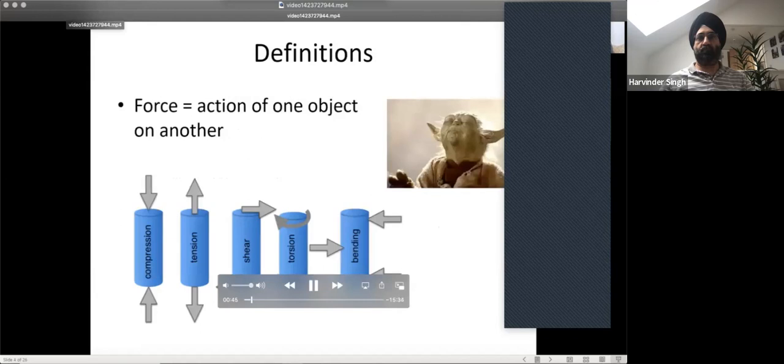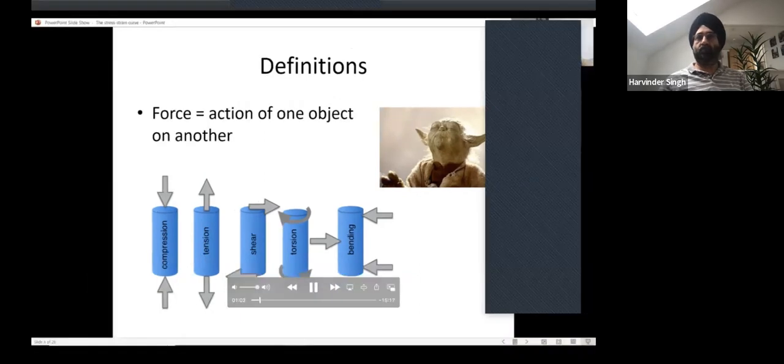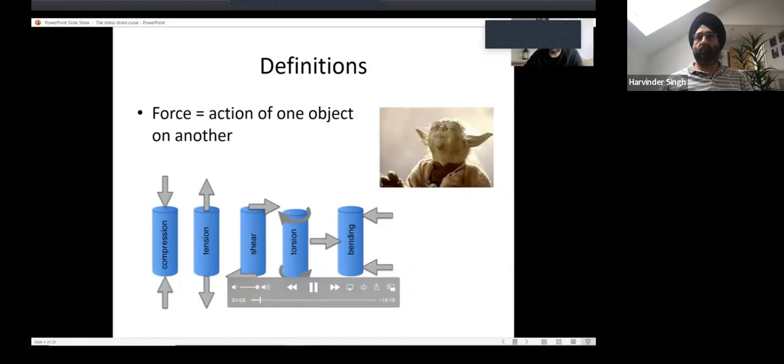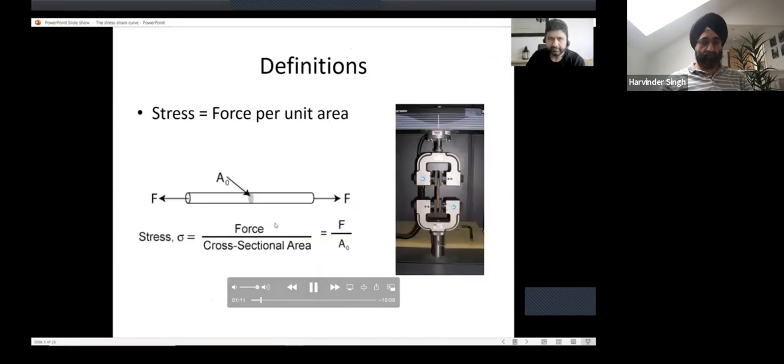So definitions, it's very important in the exam that you're able to give precise definitions and not ideas. So when you're asked what is a force, a force is the action of one body on another, which is relatively simple. There are different types of force profiles, as we know: compression, tension, torsion, bending, and shear. But the important thing is to get the definition right in the first place. So what is stress? By extension, stress is force per unit area. So if you think about pounds per square inch, any type of force over cross-sectional area.